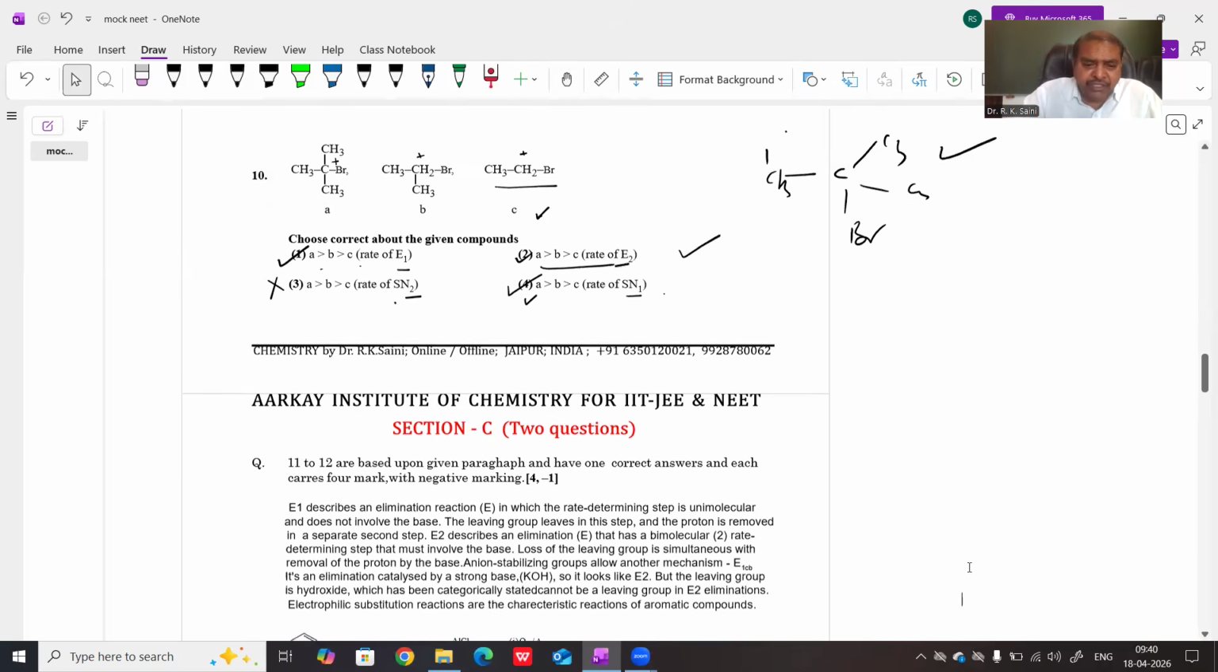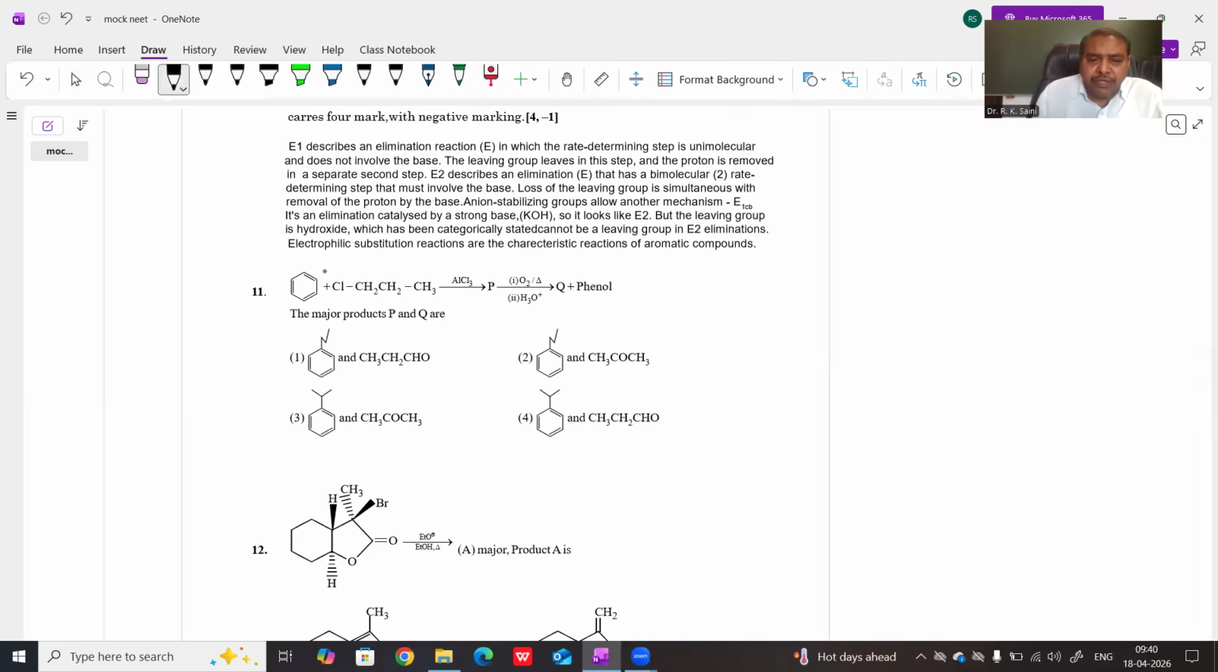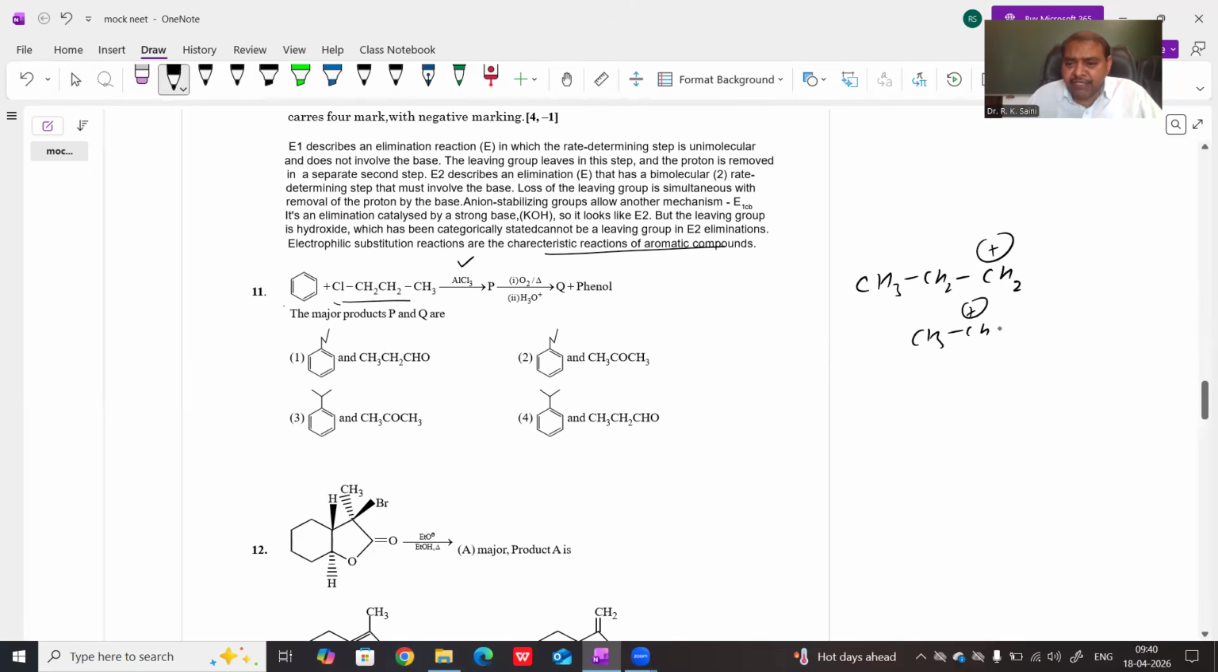Question next is paragraph based. Two questions are there. First, electrophilic substitution. Electrophilic substitutions are the characteristic reaction of aromatic compounds and hence benzene reacts with n-propyl chloride in presence of Lewis acid. Therefore, the product is mainly cumene because the carbonium ion is primary. Due to hydride shift, it changes into secondary, and hence the major product is cumene or I can say isopropyl benzene.